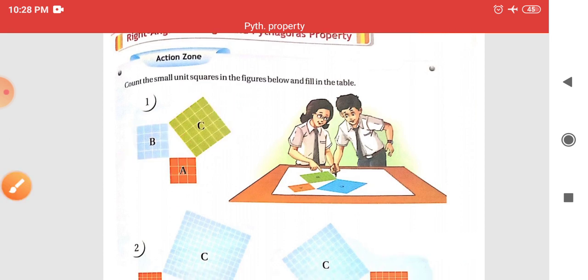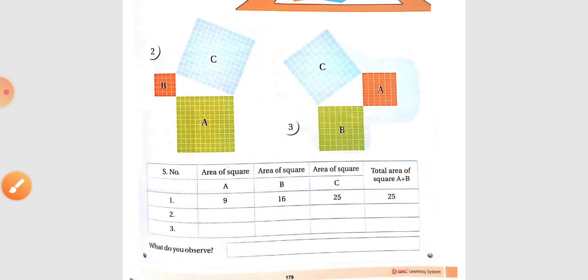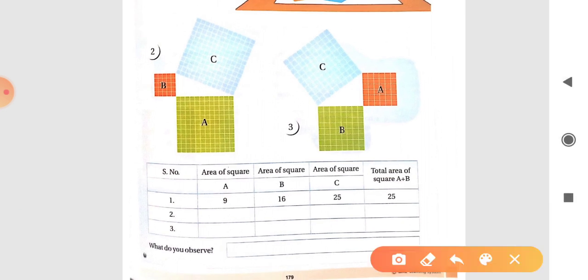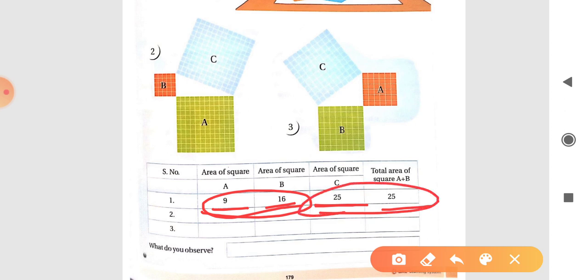Then if we find the area of square A, it will be 9, because 3 square is 9. Area of a square is equal to side square, and the side is 3 units. So area of square A is 9, then area of square B is 16, and similarly area of square C is 25. Then if we add area of square A and area of square B, it will be 9 plus 16 is equal to 25. So the total area of squares A plus B and the area of square C are equal.